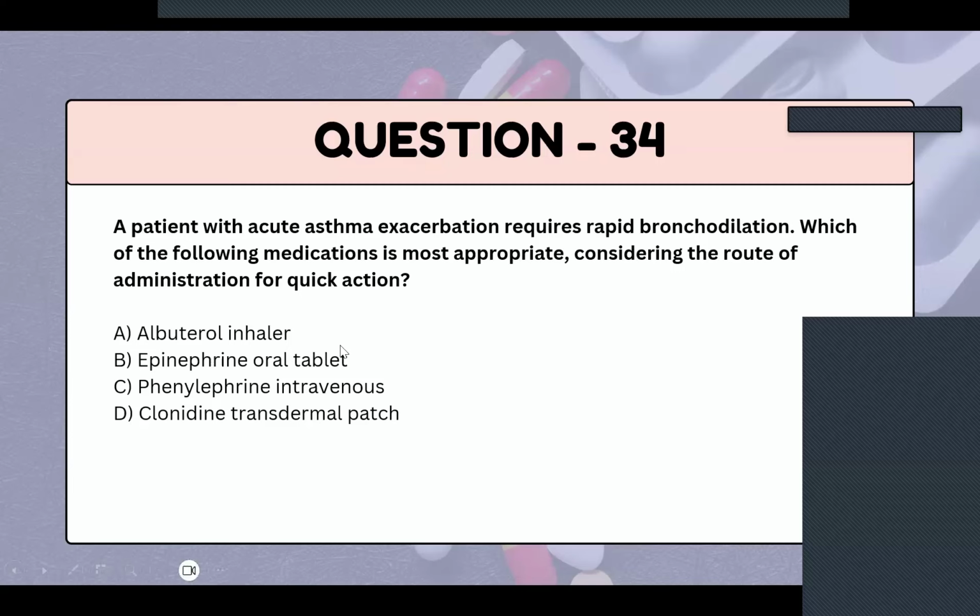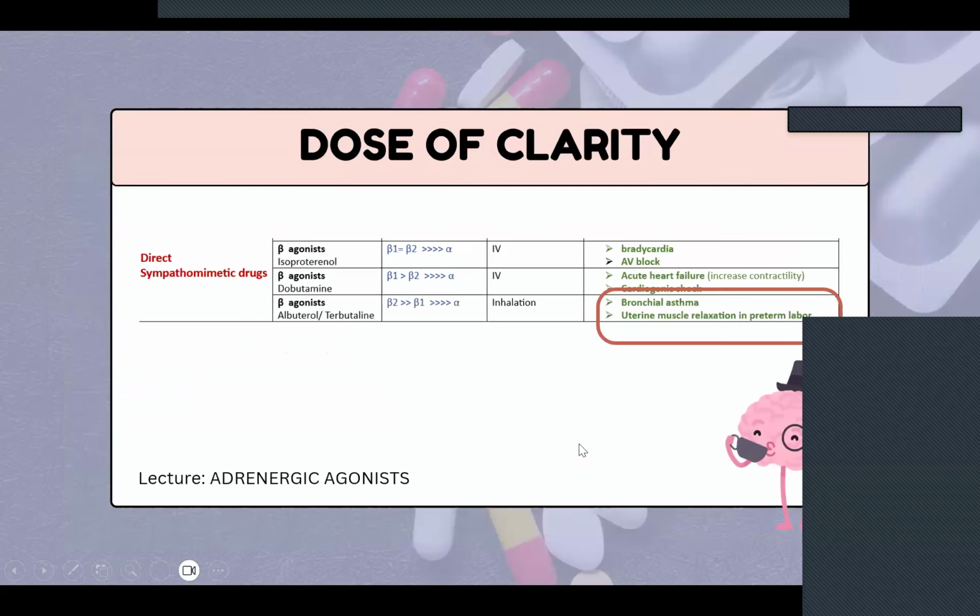Yes, it's A. So remember, for asthma exacerbation, you use the albuterol inhaler, because another point they mentioned was the route of administration. So an inhaler would be the best way to administer medication in such a case. And it is a beta-2 agonist. So for rapid bronchodilation during acute asthma attacks, it has a very direct effect on the bronchial smooth muscles and minimal systemic side effects.